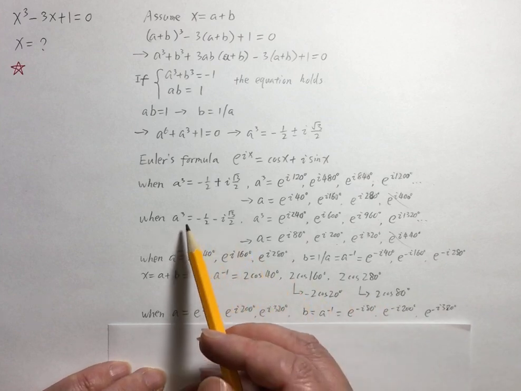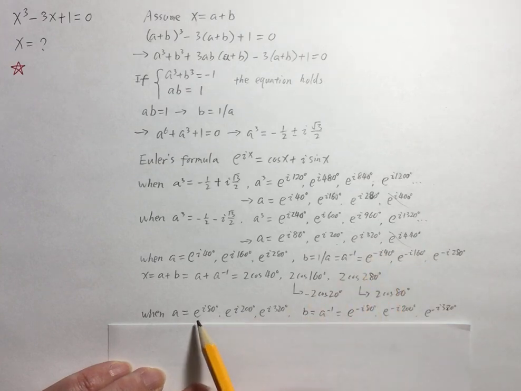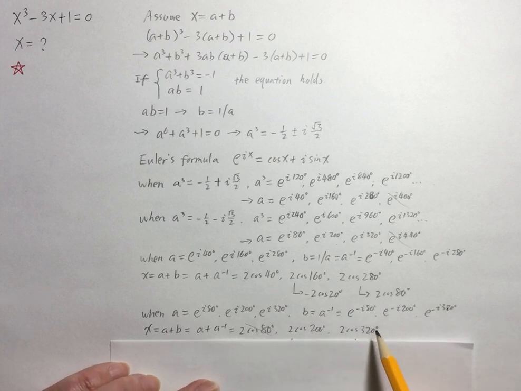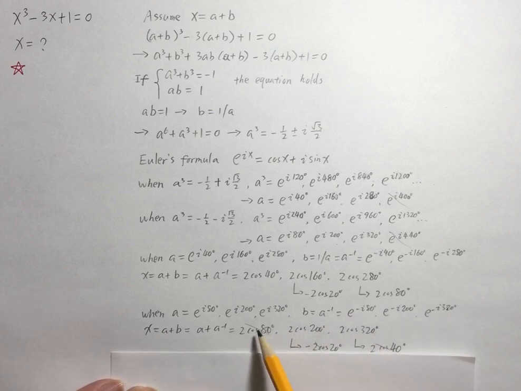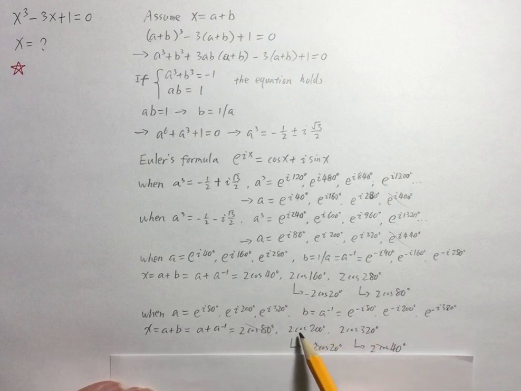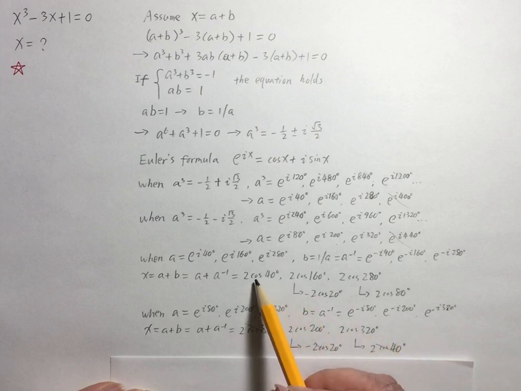Now look at the second option of a cubed. Remember we get three numbers here, and then we have x equal to these three numbers, but remember we already get a same number here, 2 cosine 80, so we just eliminate this one. And then for the second one, 2 cosine 200, that's equal to minus 2 cosine 20 degree. Again, we already get the same solution here, so we can eliminate this one. And then 2 cosine 320 is equal to 2 cosine 40. We already get the same solution.